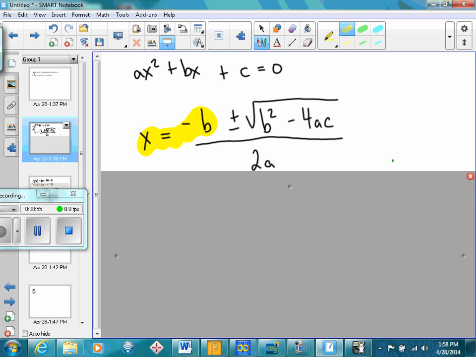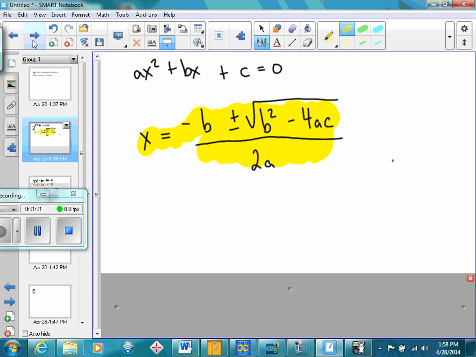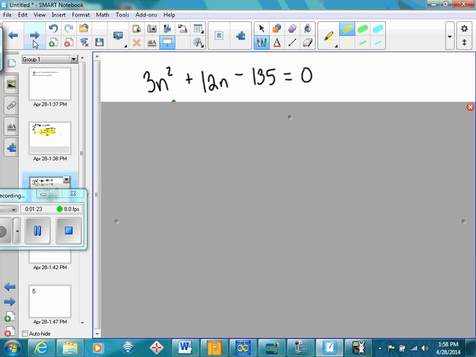This year, because of time constraints, I'm not going to be asking you to memorize it because truly we're just trying to find enough time to get through all the material after 34 snow days. So I will give you this, but this is what we mean by the quadratic formula. We take a quadratic equation and we isolate the x all by itself. So if we plug in the values of a, b, and c into this equation, we can actually figure out what x is.